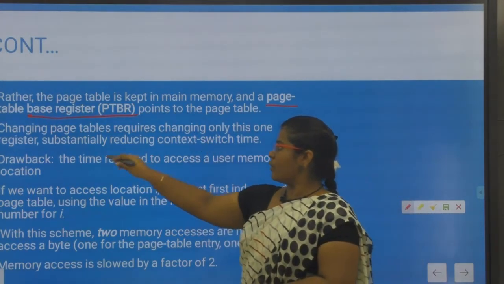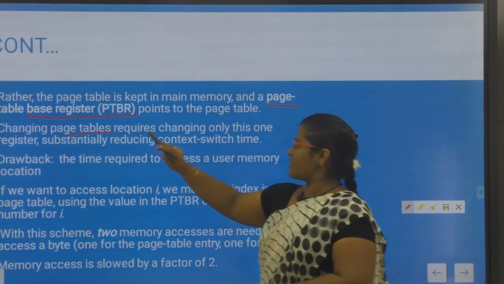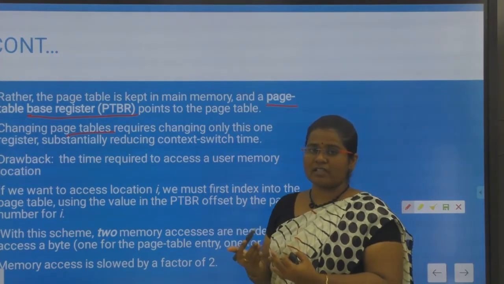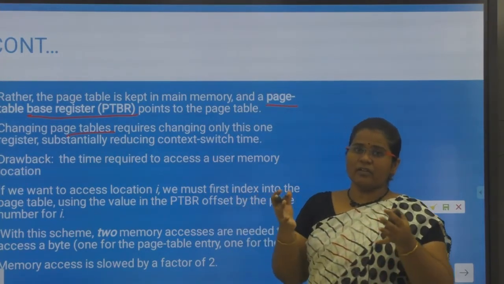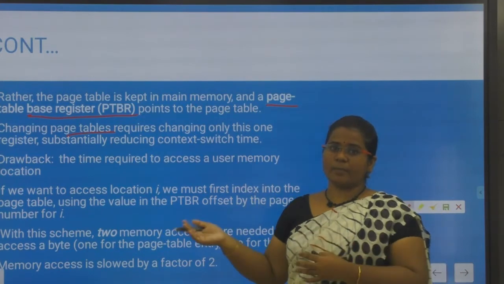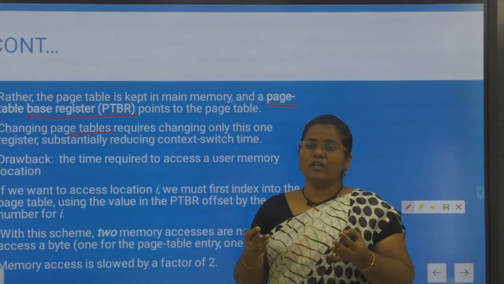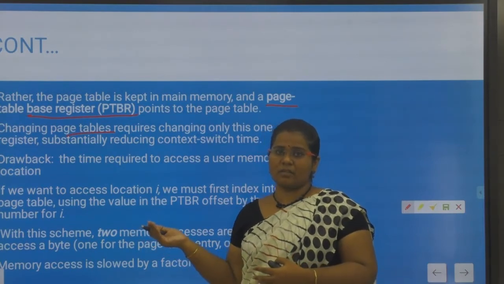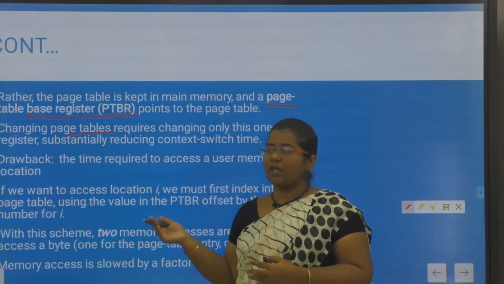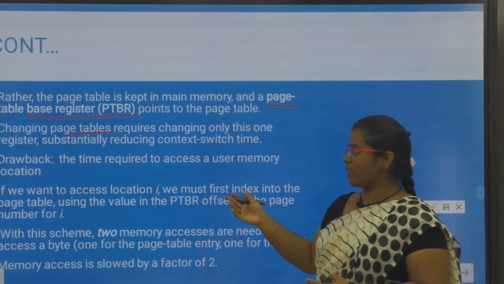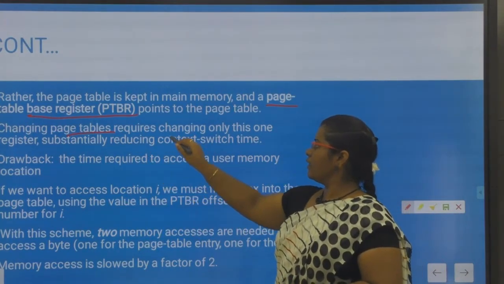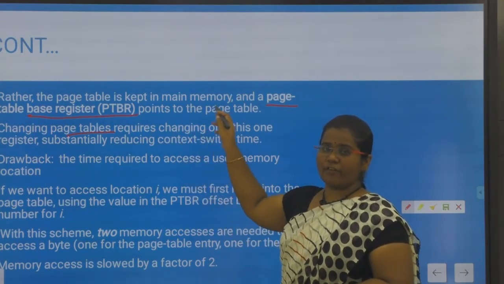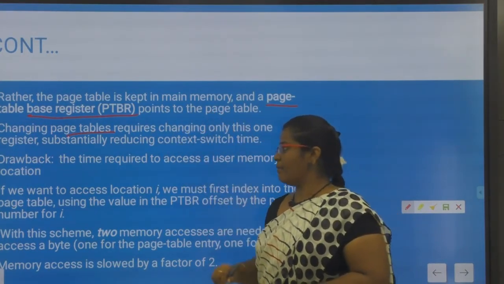Whenever you want to change the page table, that is, whenever you are going for a context switch, in the sense that you are trying to shift from one process to execute another process present in the main memory, you need to undergo a context switch. Whenever you go through a context switch, you need to change the values in your page table base register.